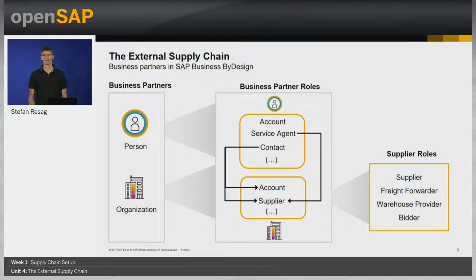Some of the roles are grouped together. A special type of supplier is the warehouse provider, running your warehouse on your behalf in a 3PL scenario. Other supplier roles are freight forwarder or bidder. You can also maintain relationships between business partners, here highlighted with an arrow. A service agent, for example, could be employed at one of your suppliers. Also, business partner persons could be contact persons at your supplier or account.